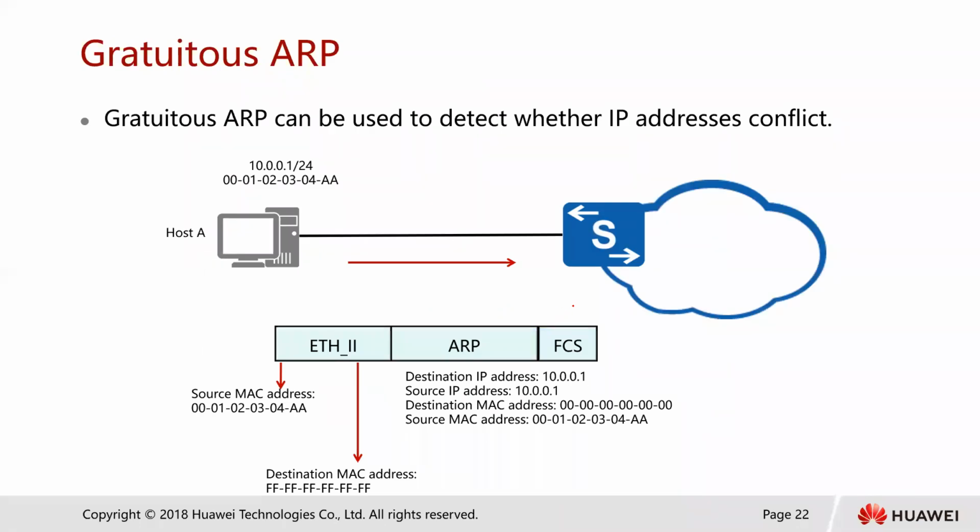So let us also look at the gratuitous ARP. How do we pronounce this word? Gratuitous. It is used to check if there is a conflict in IP address or not. Oh, okay. You're giving us its use. Thank you. So this gratuitous ARP, gracious, okay, this gratuitous ARP can be used to detect whether IP addresses conflict, right?